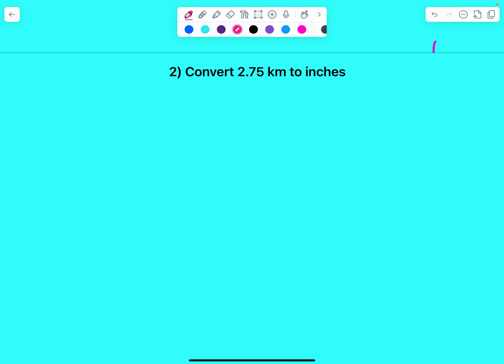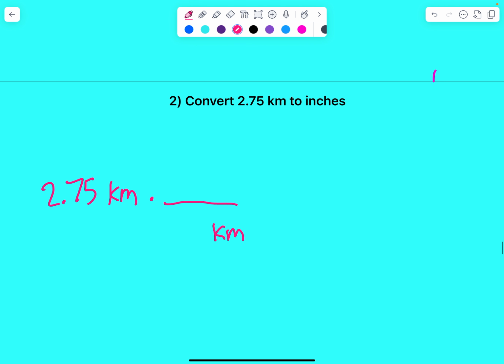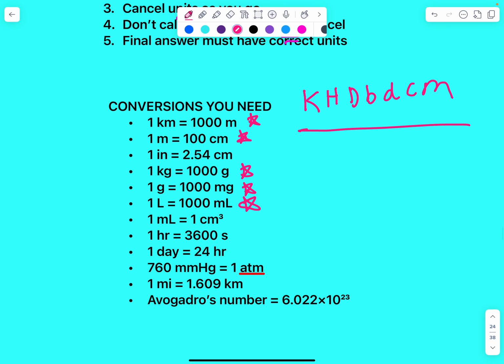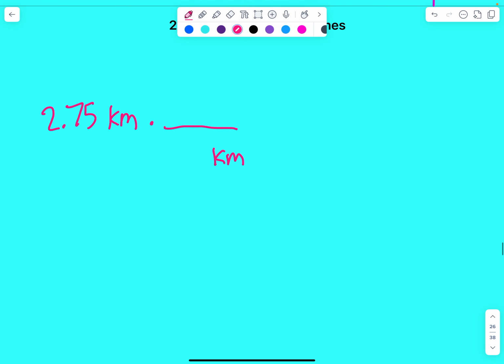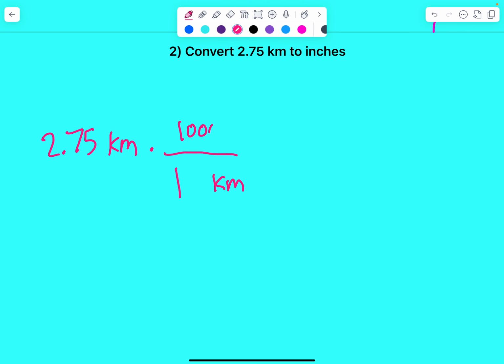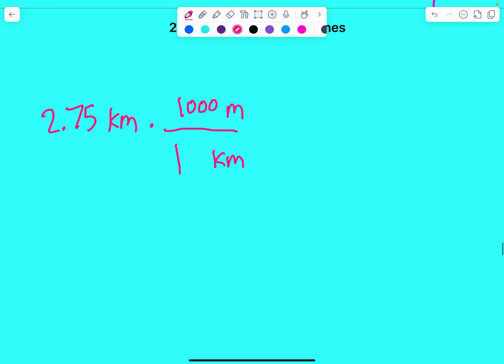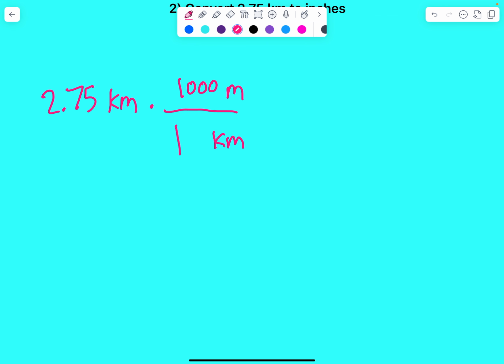Convert 2.75 kilometers to inches. Okay? So we have 2.75 kilometers. Always start with what you're given. I need to cancel out kilometers immediately. Well, when I look at my chart, I see that 1 kilometer is 1,000 meters, right? So they may give you a conversion list, or maybe they don't. But again, even if they didn't, you would know 1 kilometer is 1,000 meters.